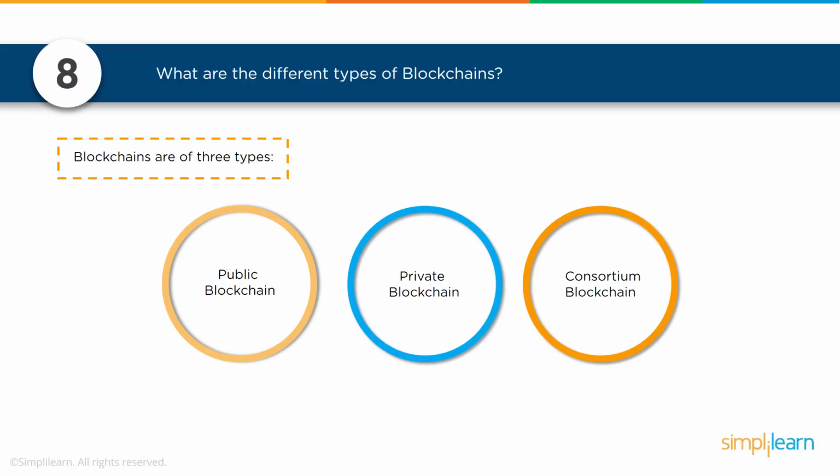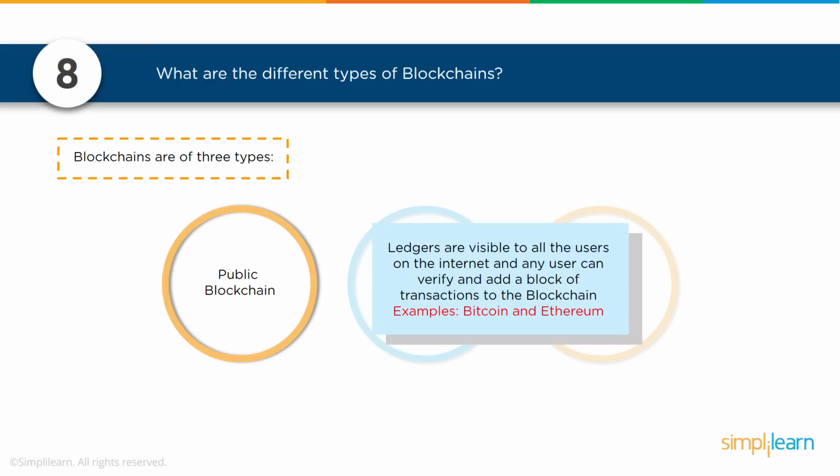Now, what are the different types of blockchains which exist? There are three different types of blockchains: public blockchain, private blockchain, and consortium blockchain. In a public blockchain, ledgers are visible to all the users on the internet, and any user can verify and add a block of transactions to the blockchain. Basically, it's publicly available. Anyone can participate in the network and get hooked up. Examples are Bitcoin and Ethereum.